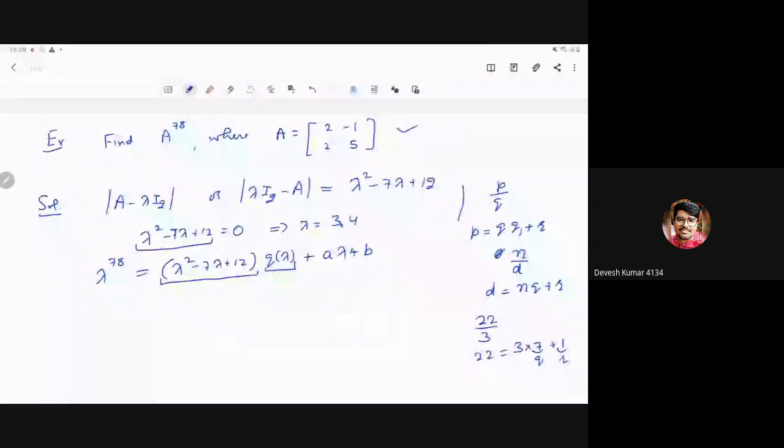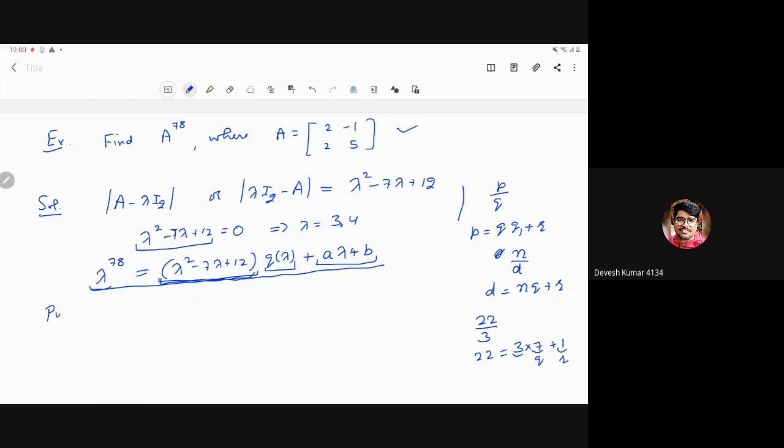3 is the divisor. Same thing you are doing with lambda power 78. You are dividing it by a quadratic polynomial, so till power 2, you will be dividing. You will leave the division when a linear polynomial in lambda is left. Correct? So this is the division algorithm. I think you are familiar with it. All right. Now, this is correct by the division algorithm.